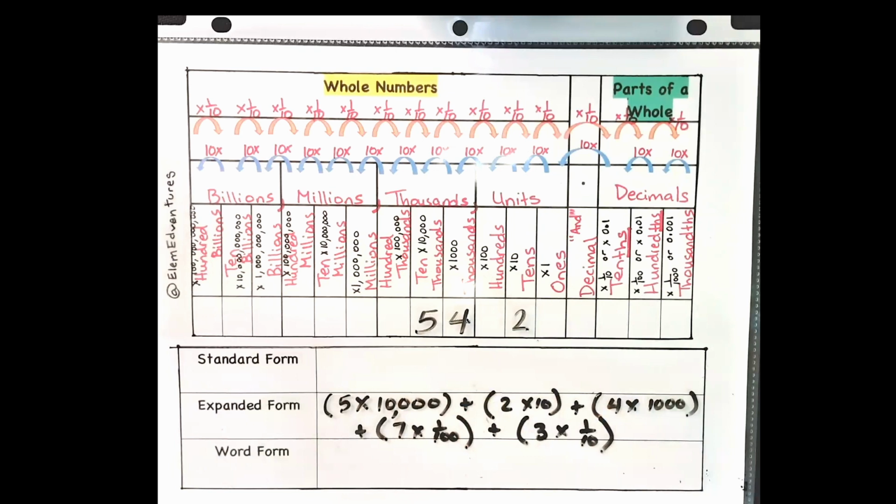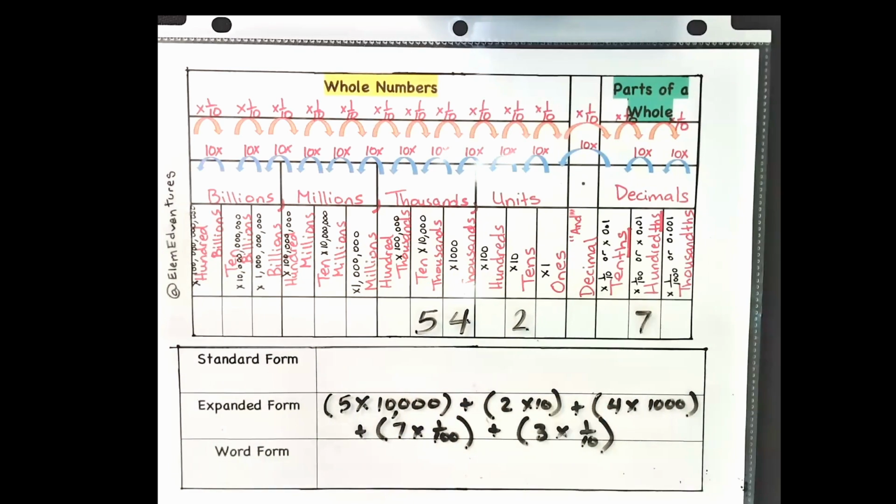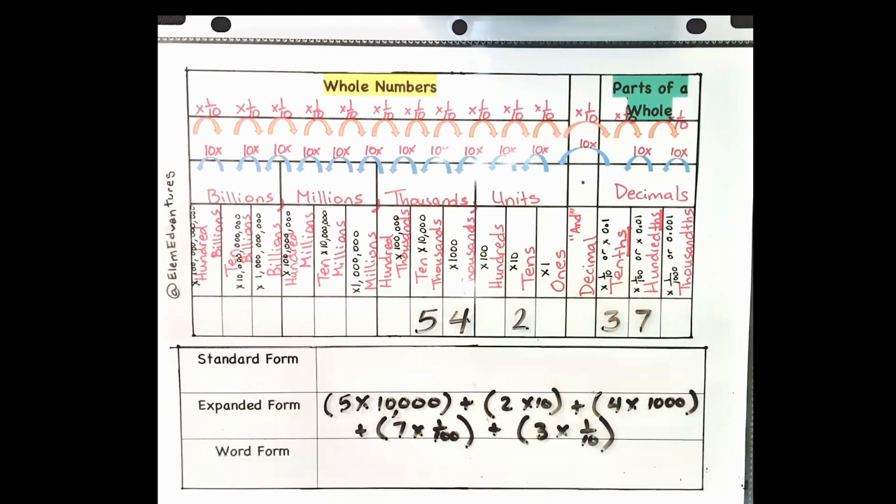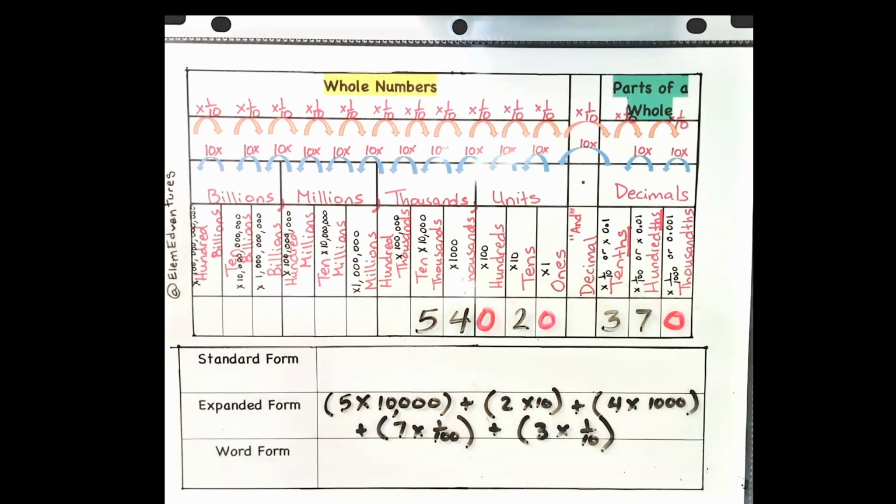Thank goodness I had my place value chart to help me with that. The next value I see is the digit 7 multiplied with 1 over 100. That means the digit 7 is in the hundredths place. Finally, I have 3 times 1 over 10. Wait a minute, we've got to go back to the tenths place and put the digit 3. I do have some gaps to fill. Let me go ahead and do that. The gaps I filled were the hundreds and the ones.